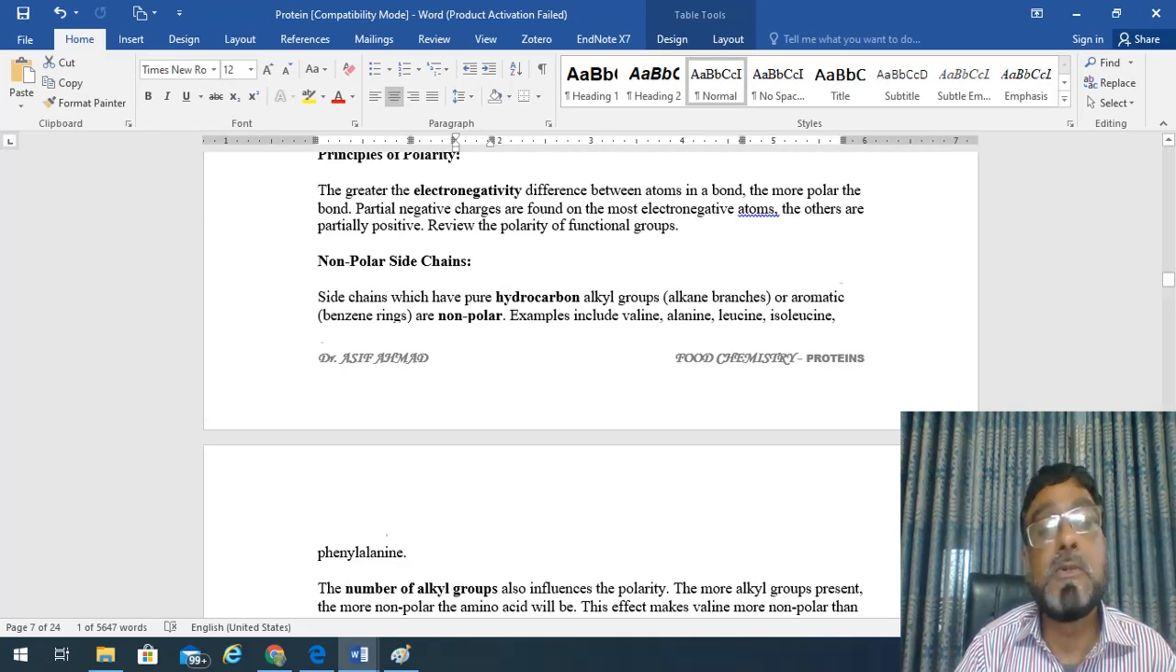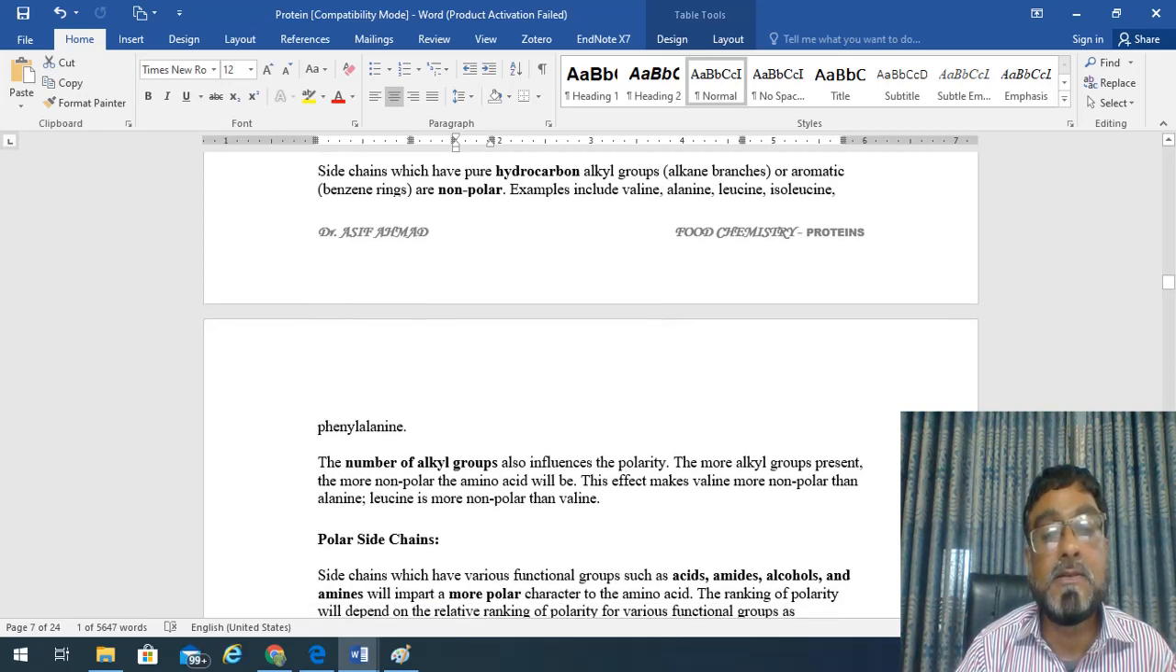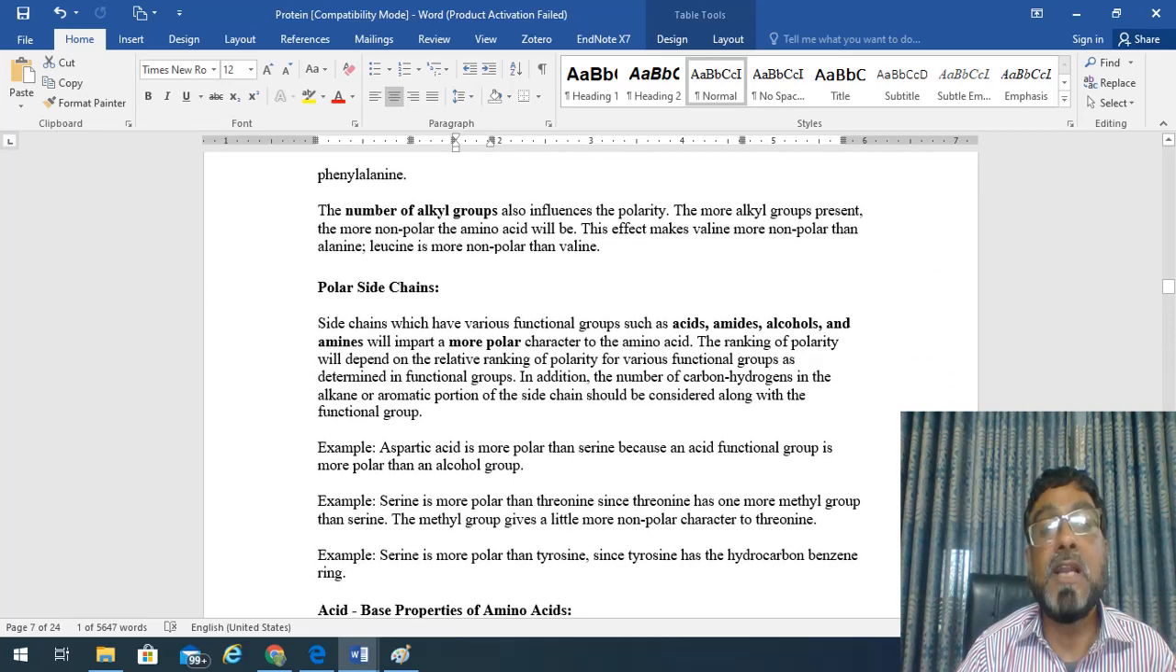We have seen some of the nonpolar amino acids because their side chains have pure hydrocarbons, the alkyl groups, or the aromatic groups. These are nonpolar. For example, valine, alanine, leucine, isoleucine, phenylalanine. And the number of alkyl groups actually influences the polarity. The more alkyl groups present, the more non-polar the amino acid will be.